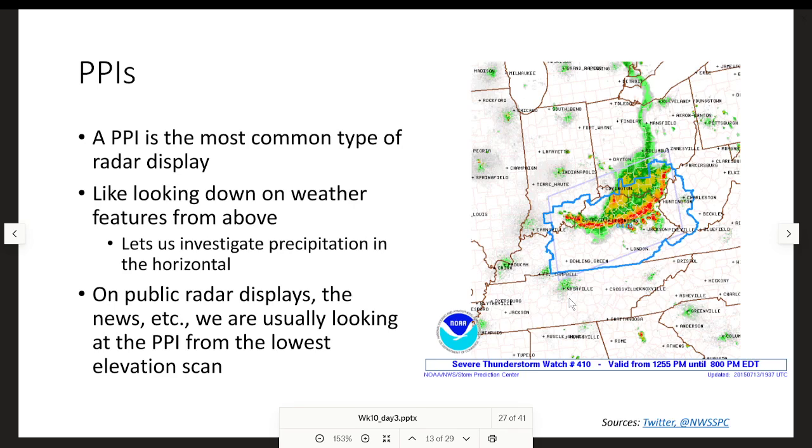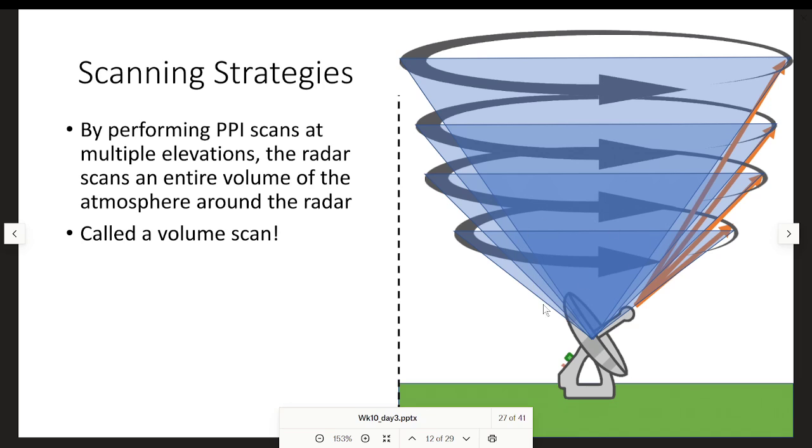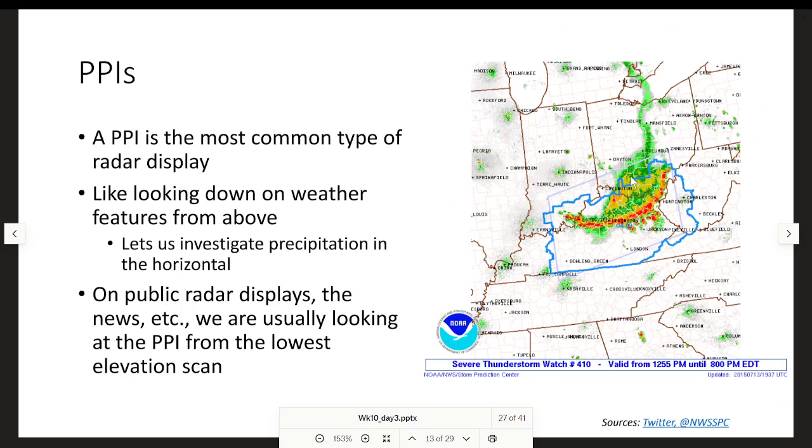So a PPI is the most common type of radar display. It's looking down on the weather features from above. It lets us investigate precipitation in the horizontal. On public radar displays, the news, etc., we're usually looking at the PPI from the lowest elevation scan. So this one right here, the 0.5, it sends out this beam and it comes back, and then that's what's displayed on this radar site. Usually they use the lowest level.